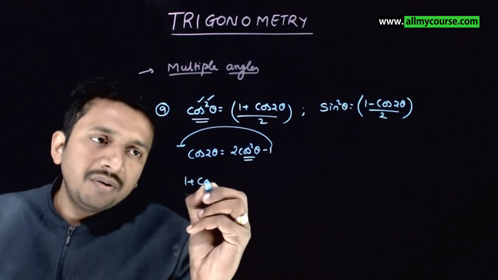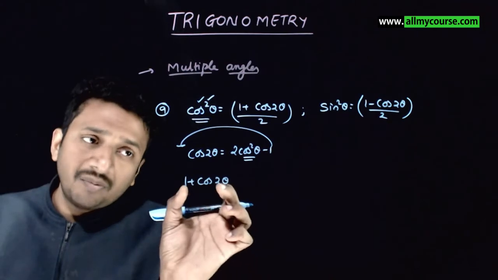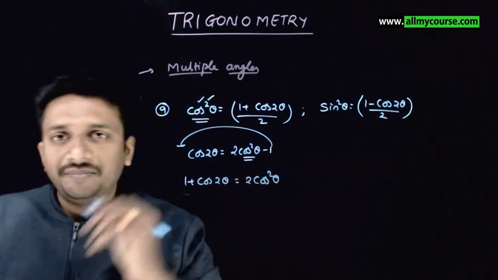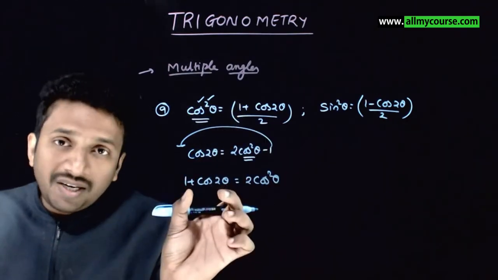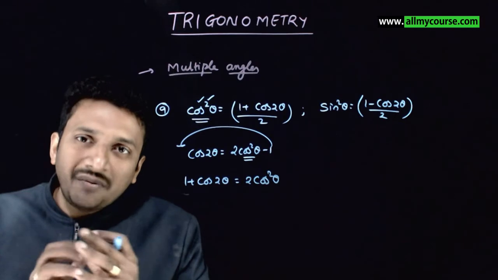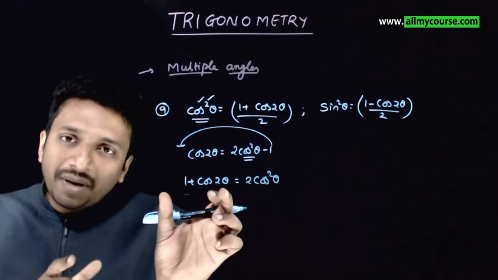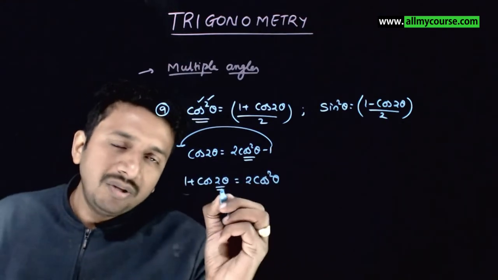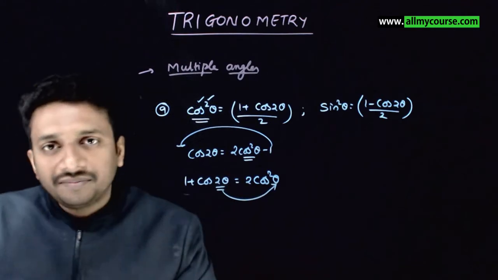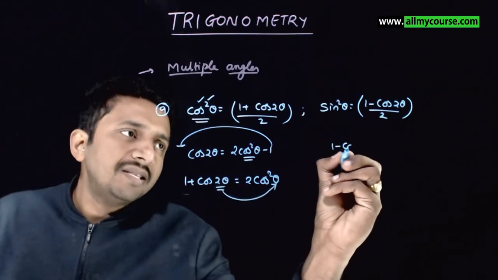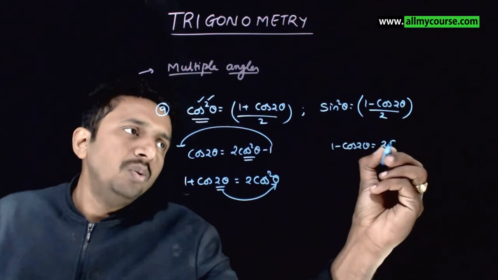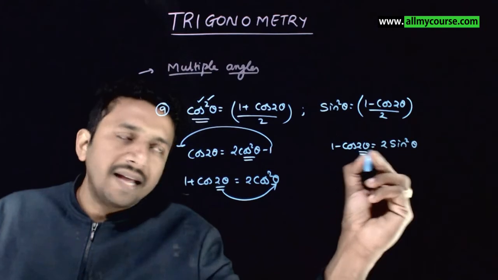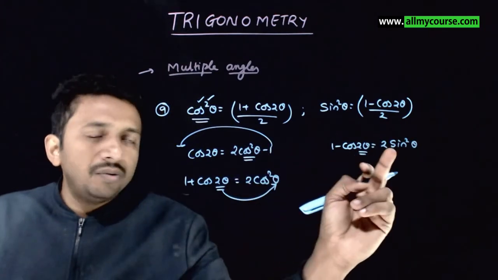In some questions you frequently come across the term 1 plus cos 2 theta, which can always be written as 2 cos square theta. It is a very frequent term that you get in questions. That is, if you have 2 theta here, you just need to halve this angle here. And 1 minus cos 2 theta can be written as 2 sine square of whatever angle is here, that angle by 2. So 1 minus cos 2 theta is 2 sine square theta.